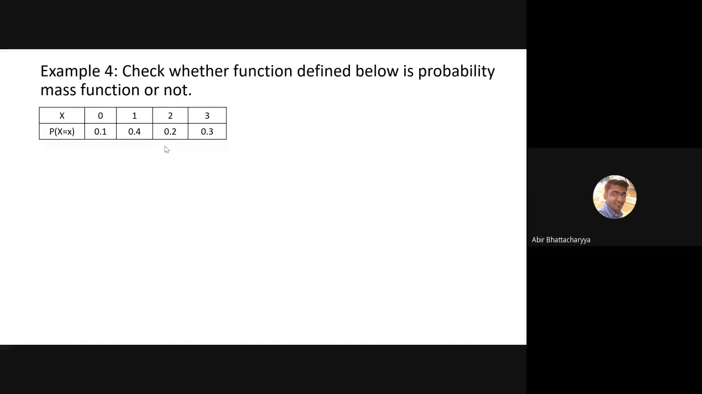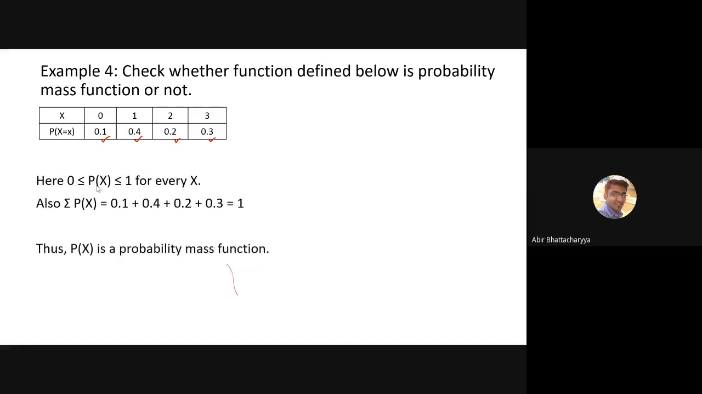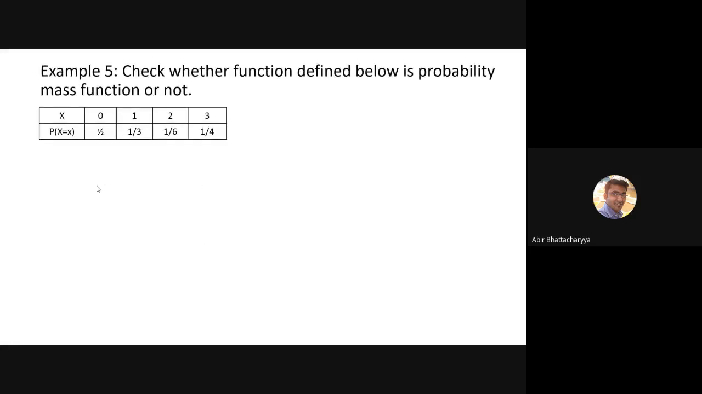Very good. I got responses from Pratik and Kusant. Yes, it's a PMF. First of all, the values of the probabilities are less than or equal to 1 and greater than or equal to 0. You can observe 0.1, 0.4, 0.2, and 0.3. And if I add them, 0.1 plus 0.4 plus 0.2 plus 0.3, you will get 1. So that's why it's a probability mass function. Very simple to check.